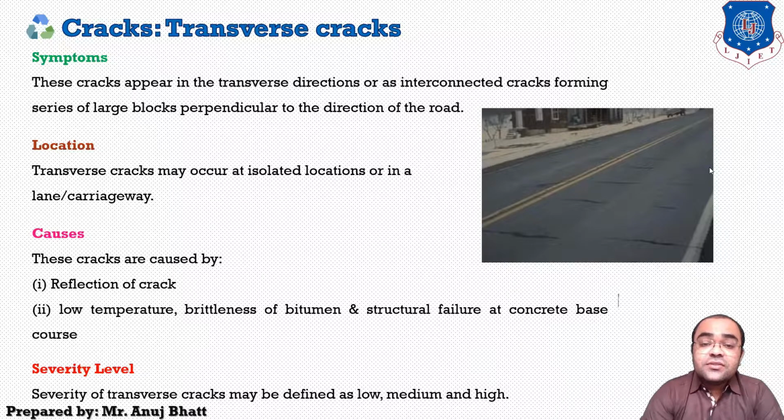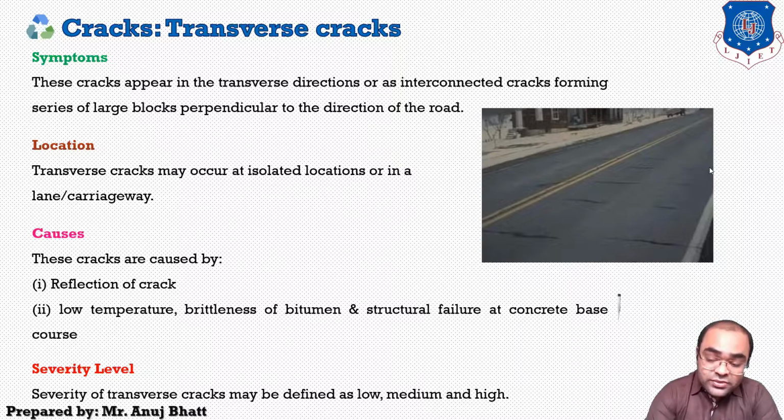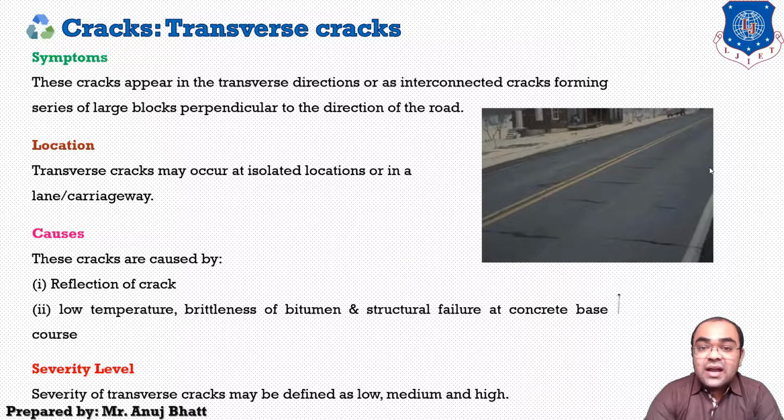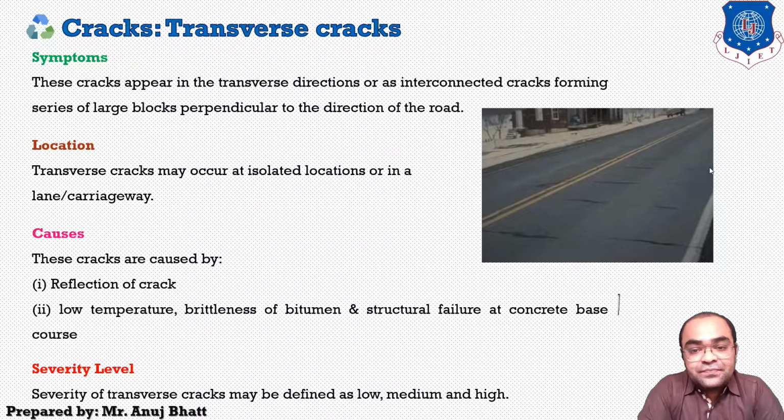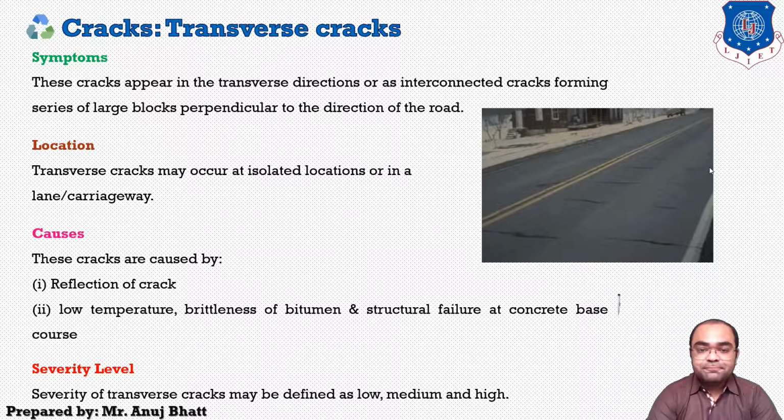Again, here the severity level is classified or defined in three categories, that is low, medium and high severity level. Talking about the low severity level, it is assigned to 1 to 3 mm wide, and medium severity level is 3 to 6 mm, and high severity is greater than 6 mm wide cracks, as with longitudinal cracks. For the treatment, this may be treated by using the slurry seal or the rubberized bitumen.